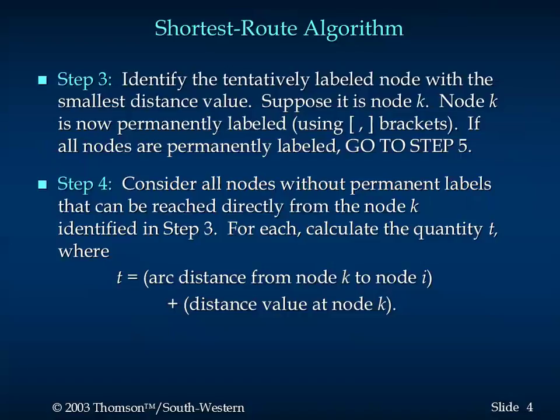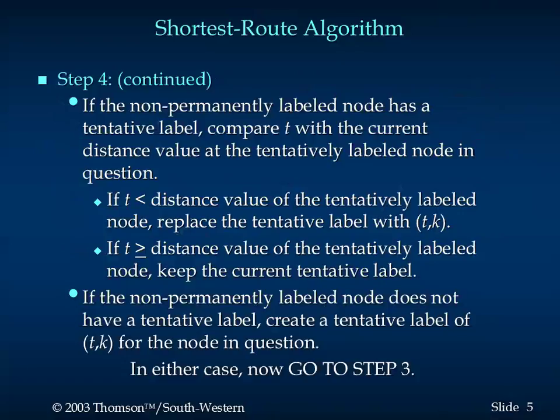If the distance via this new node is less than the earlier distance, we update it. If it's more, then we don't need to update. And we continue until we get to the last node. So the arc distance from node K to node I plus the distance at node K, that's how we keep on updating. Anyway, when we solve it, you'll see.